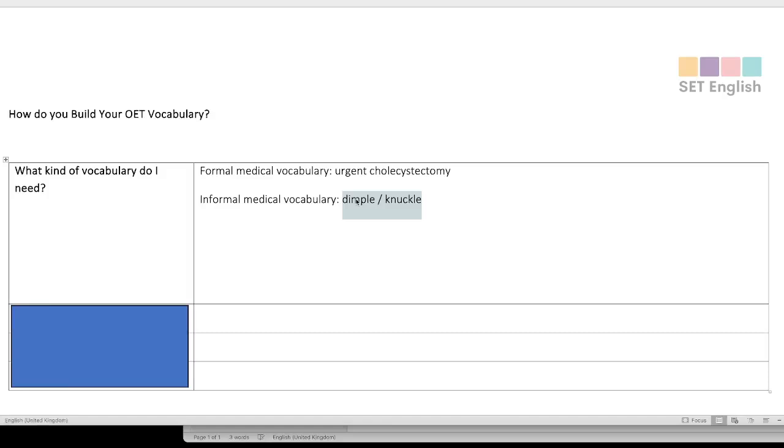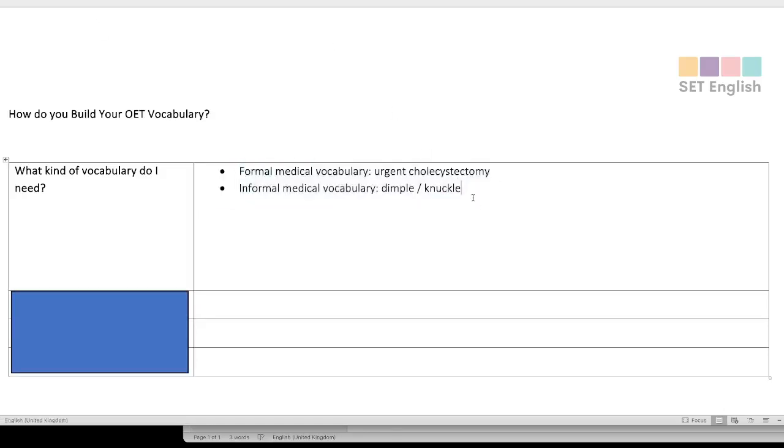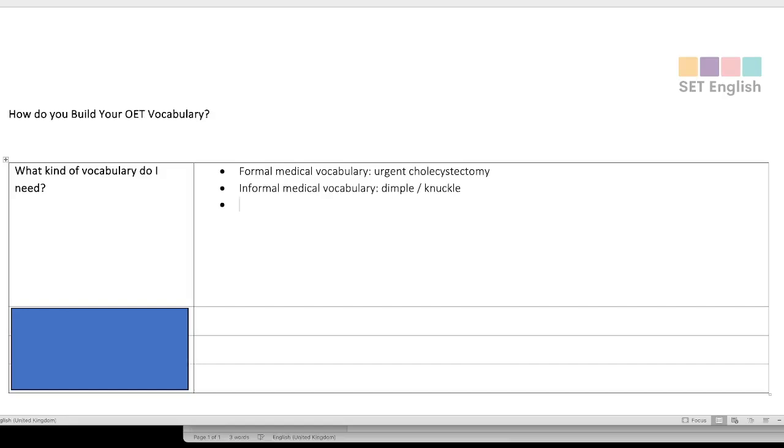Okay, so informal medical vocabulary plus formal medical vocabulary, definitely two things that it does help you to be aware of, but don't be too focused on the formal medical vocabulary. You probably already have enough. All right.